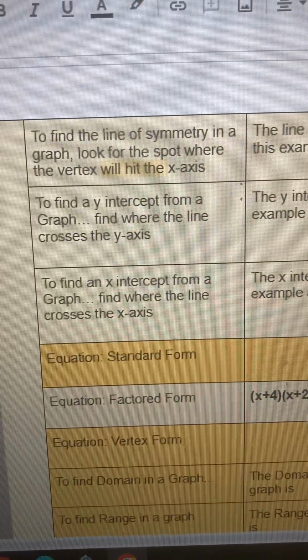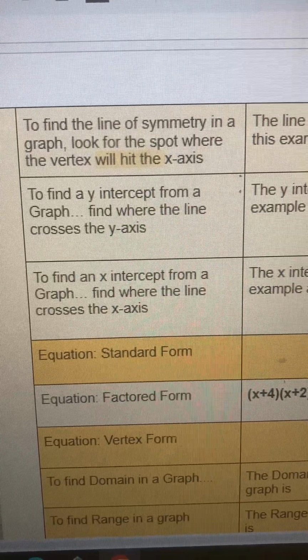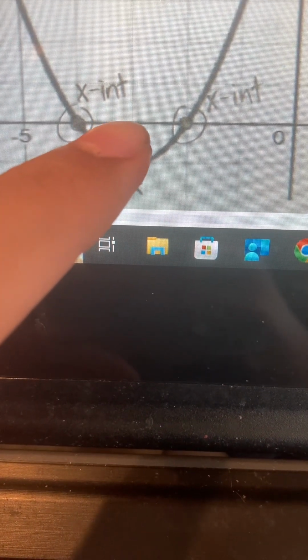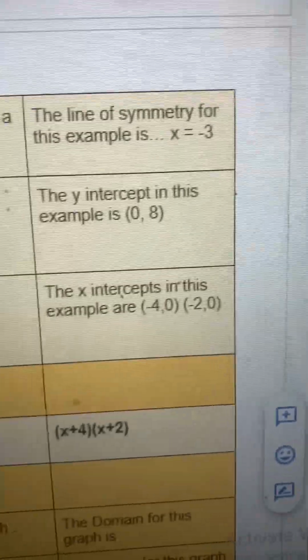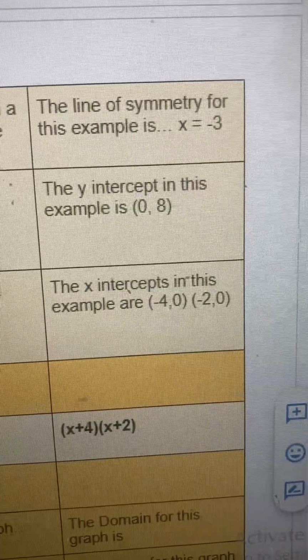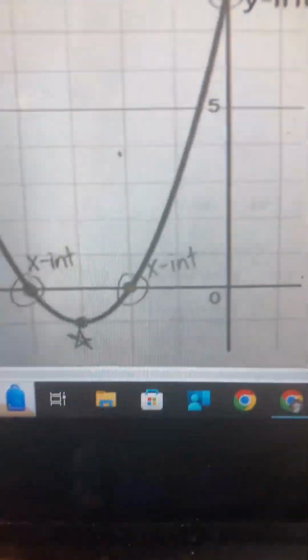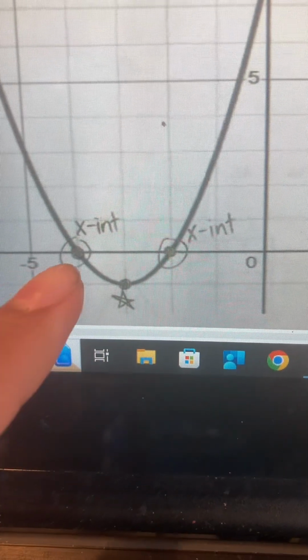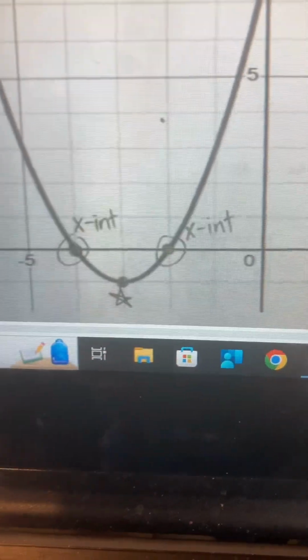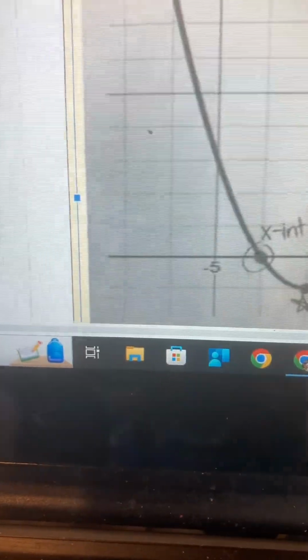Now, to find the line of symmetry in a graph, you're going to want to look for the spot where the vertex hits the x-axis. Basically, you're going to look at your vertex. If it's on the bottom, you're going to start going up, and once your vertex hits the x-axis, you find your line of symmetry. The line of symmetry for this example is x equals -3, because if you look at the vertex on my example, on the x-axis, the point where it hits is -3.